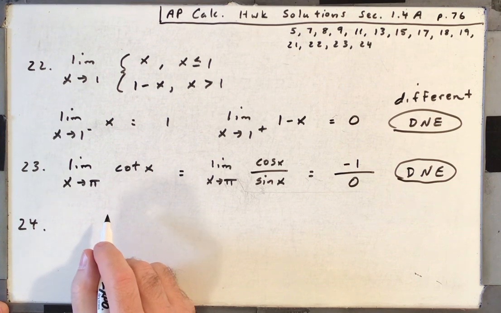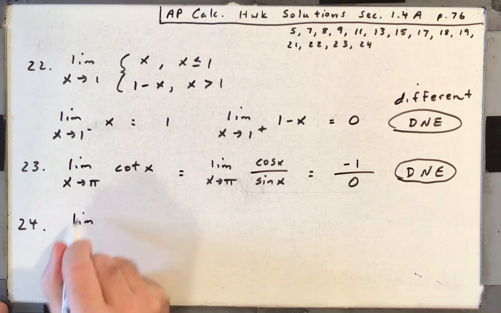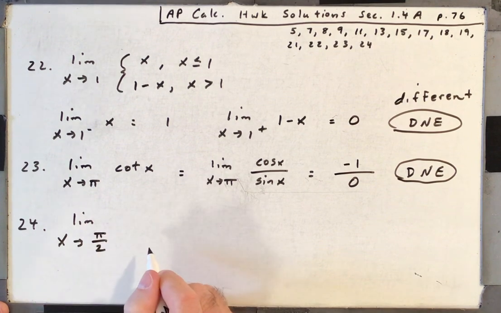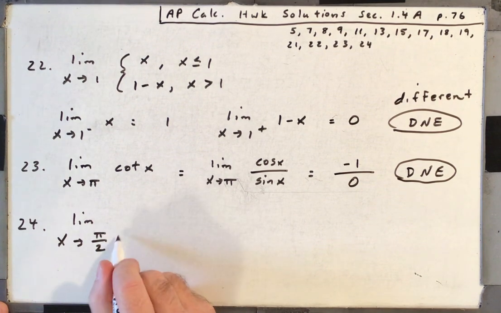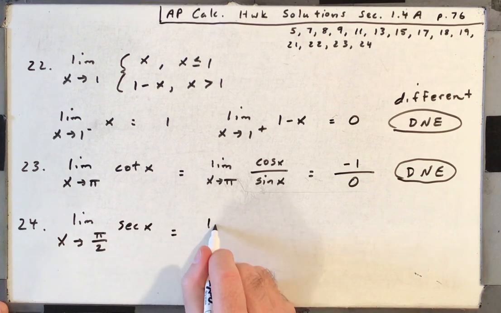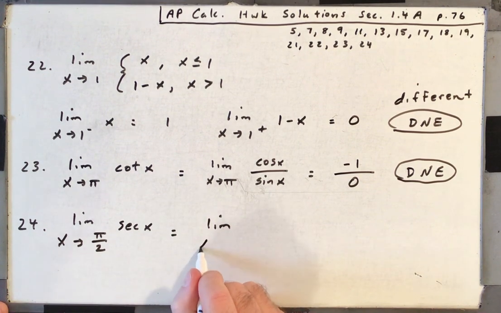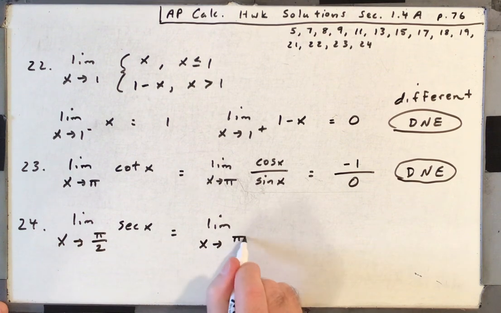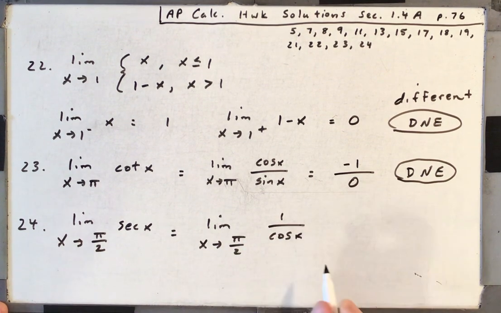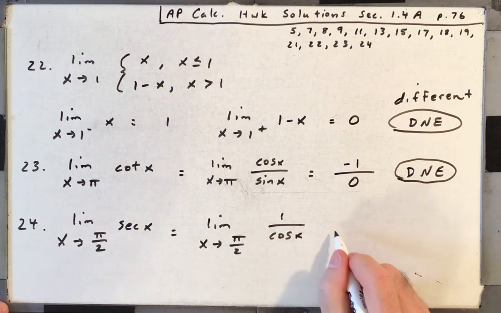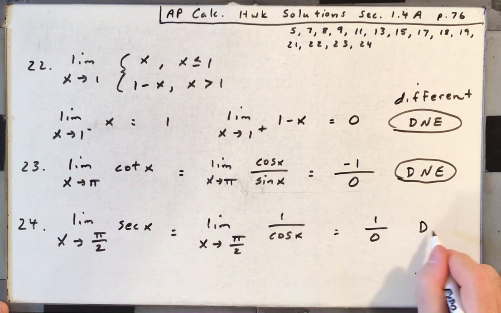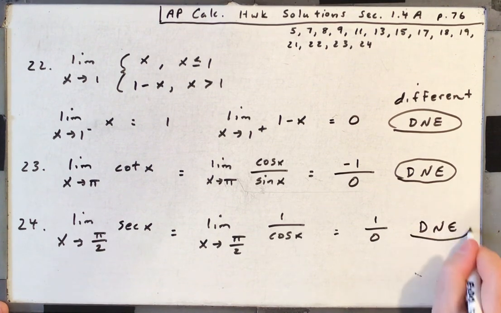And then we have finally the limit as x approaches pi over 2 of secant x. Let's change that to cosine so we can look at the unit circle. So it'd be 1 over cosine x. What's the cosine of pi over 2? Well, it's 0. So that is a does not exist.